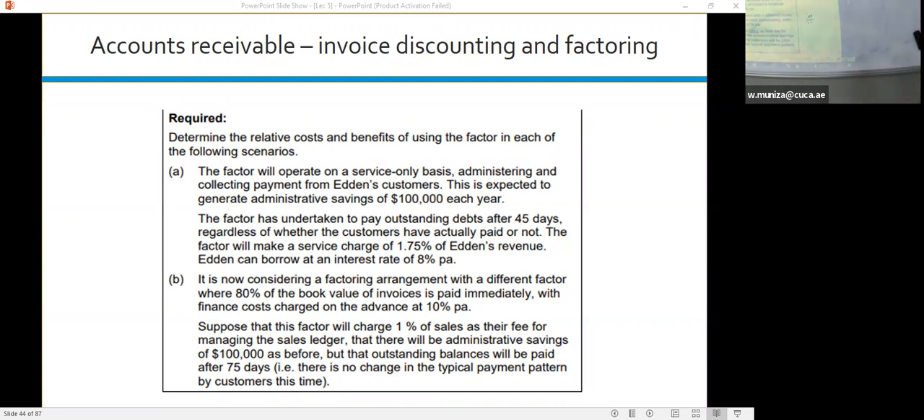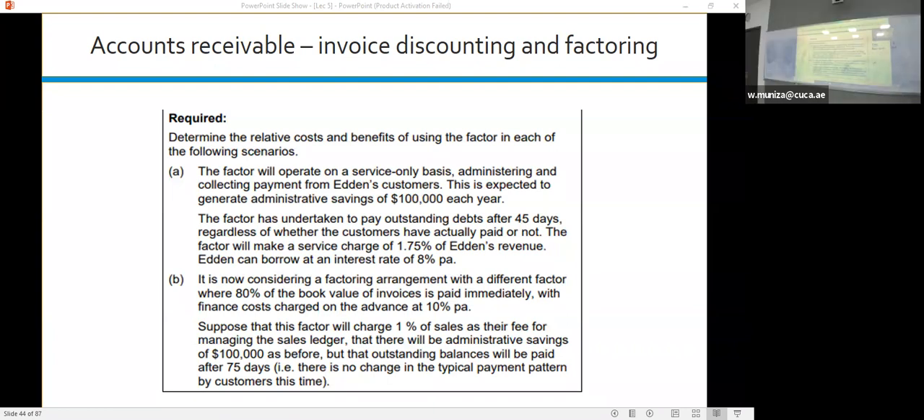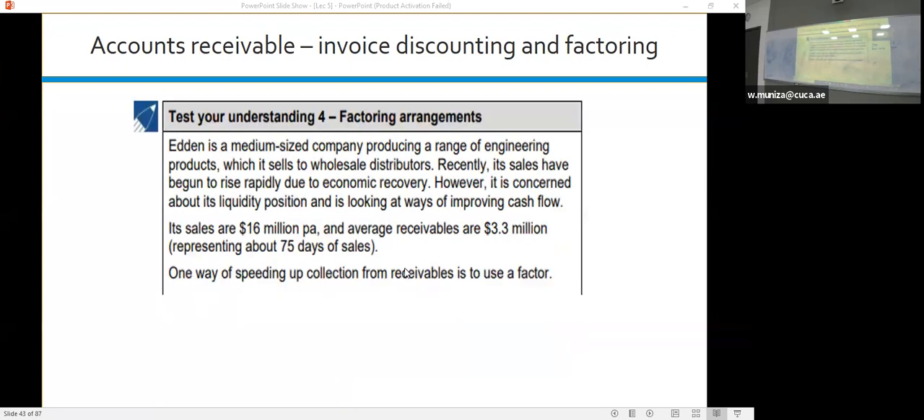And then finance cost charged on the advance of 10%. Will this be the saving for us? Cost. So 10% on the 80%. Finance cost will be there. 80% of the book value. $264. Is this the net benefit? Cost. Okay. Then the next one. Cost of financing is 80% of the book value. Yes, the book value you see from here.